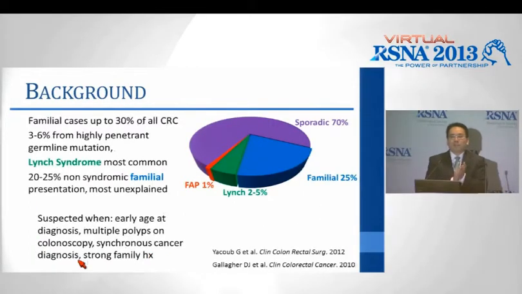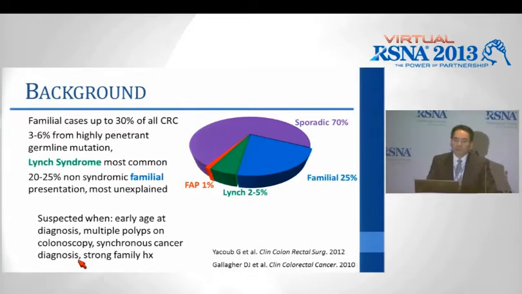Now, just a show of hands, how many have seen a colon cancer on imaging this past year? I see a few handfuls, maybe about 20. If about 20 of you have seen colon cancer, maybe one of those 20, by statistics, would have had Lynch syndrome. So it turns out that while the vast majority of colon cancers are still sporadic, about 70 to 75% of them, a significant number of them are familial.